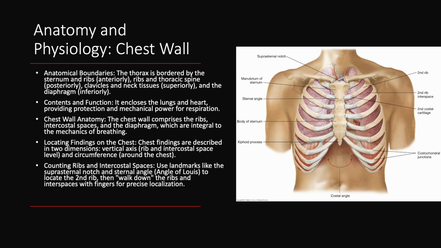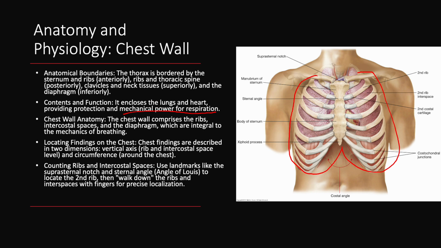So we know that the chest wall contains the lungs and heart, providing protection and mechanical power for respiration. There's a lot of motion that comes from the movement of this rib cage that allows us to breathe, that helps with venous return. There's all kinds of added benefits. All right, so the chest wall is going to be comprised of the ribs, intercostal spaces, and the diaphragm, which are going to be integral to the mechanics of breathing.